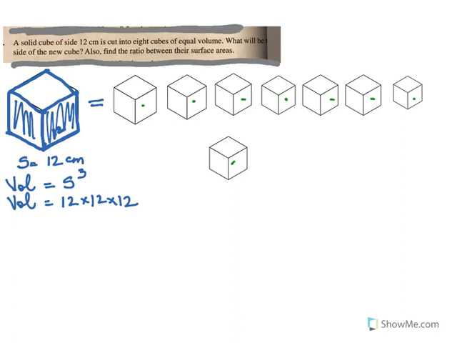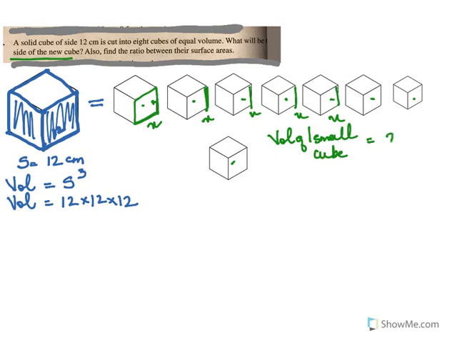Now here, in the smaller cubes, they have not given us the side of the cube. They said, what will be the side of the new cube? So this side here is x, this is x, and this is x. So each of them has a side x. All of them have got side x. So the volume of one small cube is equal to x cubed, side into side into side. In this case, the side is x.